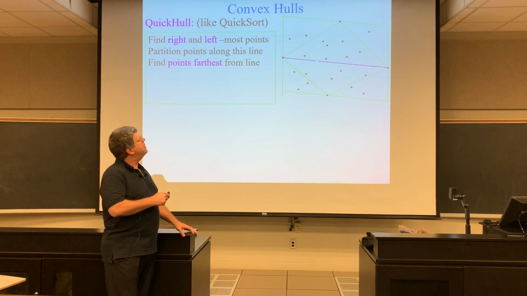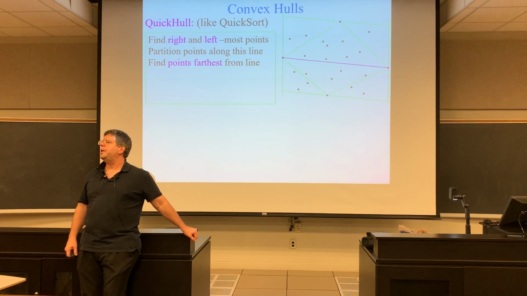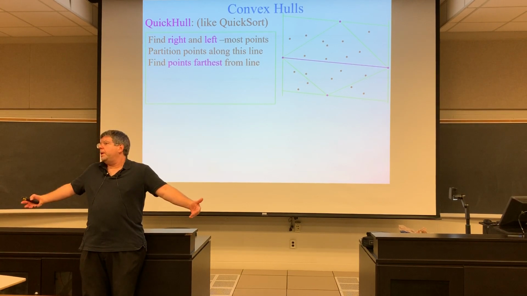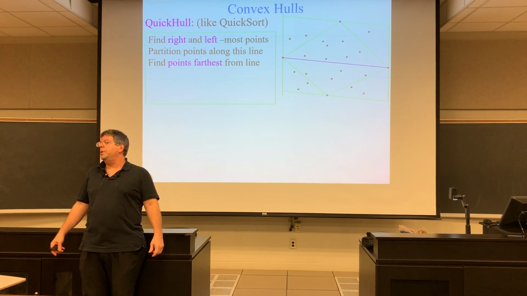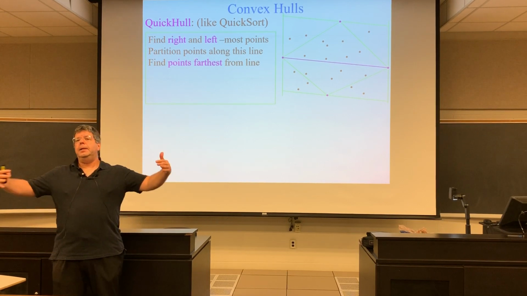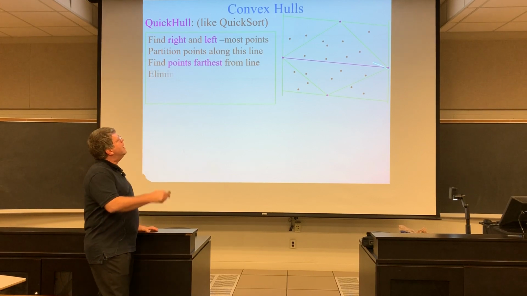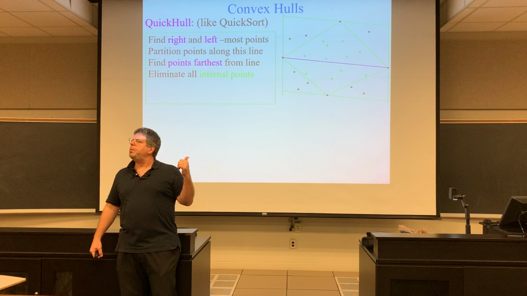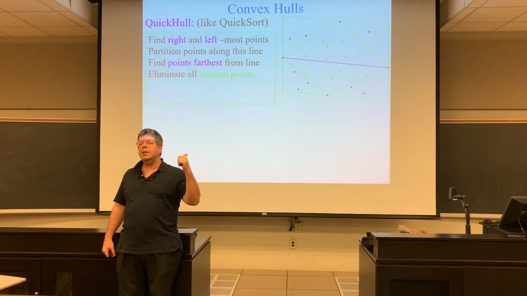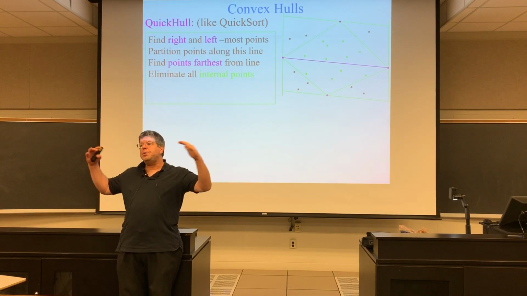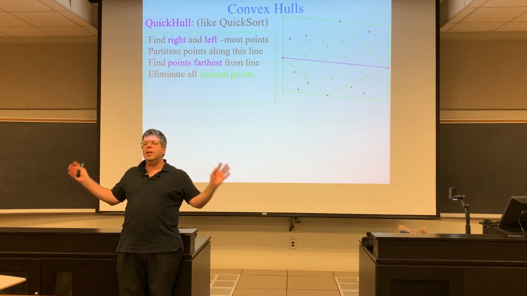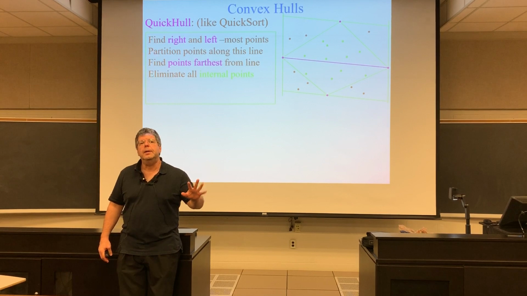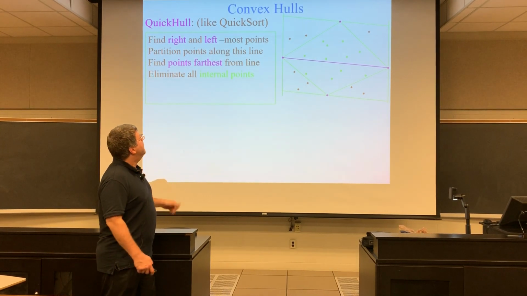What can you tell me about all the points in the interior of this quadrilateral? Yeah, they're going to be inside the hole and therefore not part of the convex hull boundary that we're looking for. They're not lying on the convex hull itself. So we can eliminate all those right away from any further consideration. So with a simple linear time partition operation, we eliminated a large portion of the population of points that we never need to look at again during the execution of this algorithm. And that's a big win.